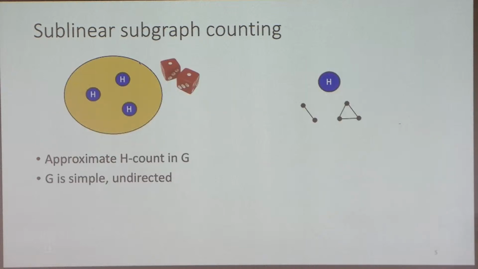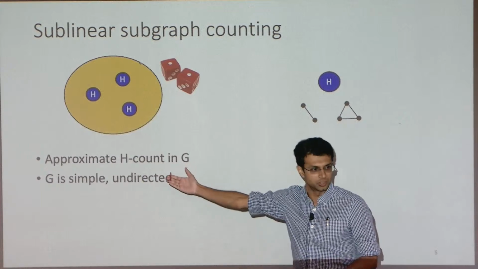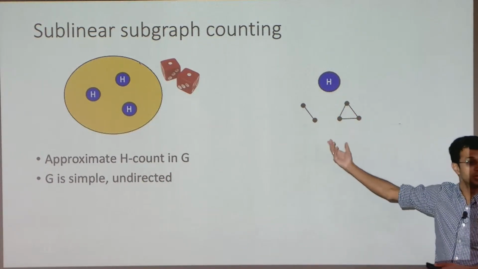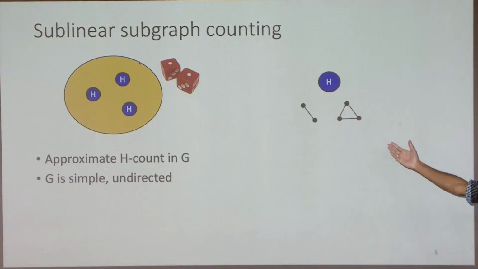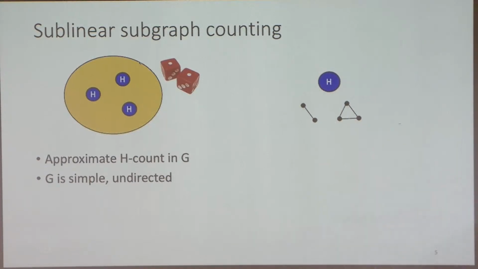And the question that we'll be studying is a pretty basic, simple question. I give you a simple undirected graph G, that's your input, and there's some fixed graph H. Approximate the H count in G. And the subgraphs to look at are as simple as just an edge. How many edges does your graph have? Or a triangle. How many triangles are there in a graph? But we can ask this question for more and more complex H.